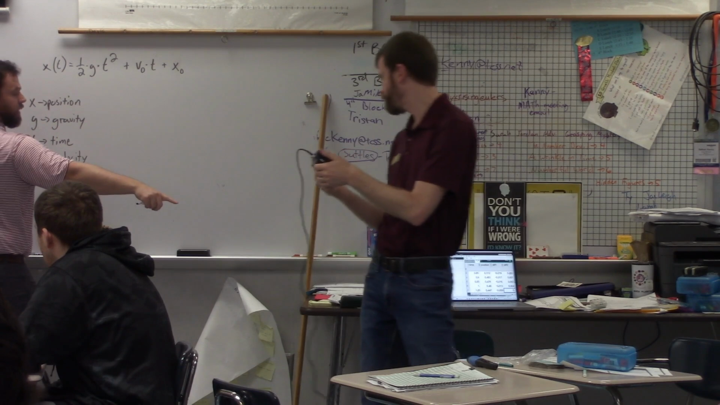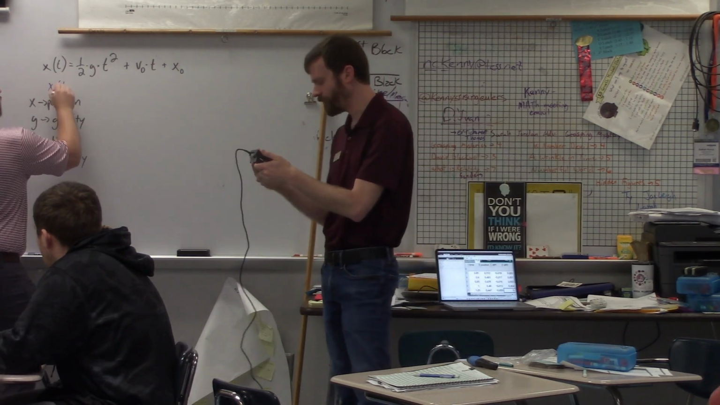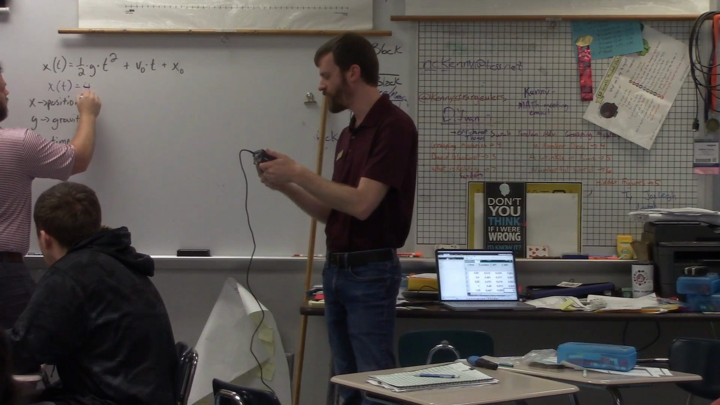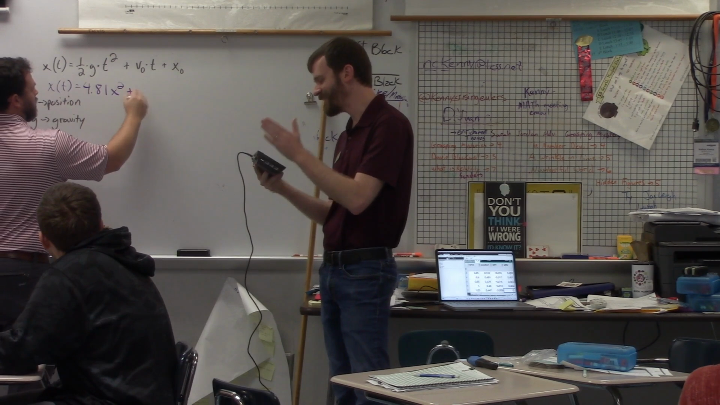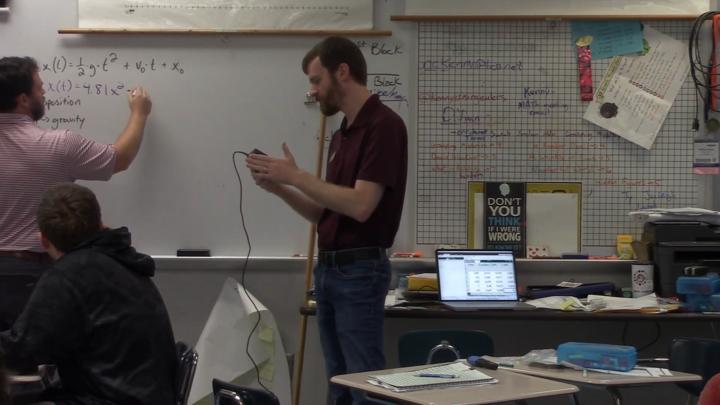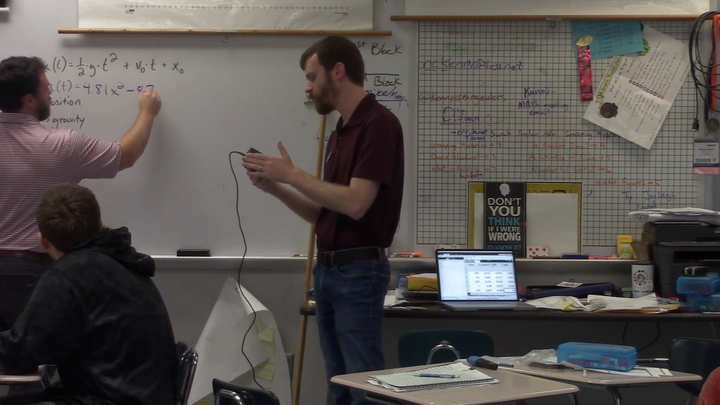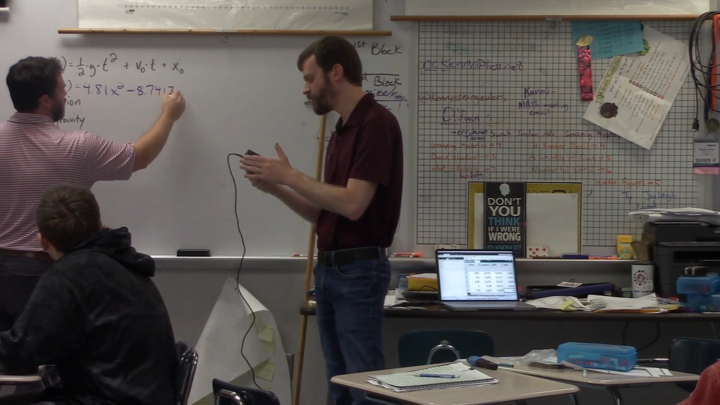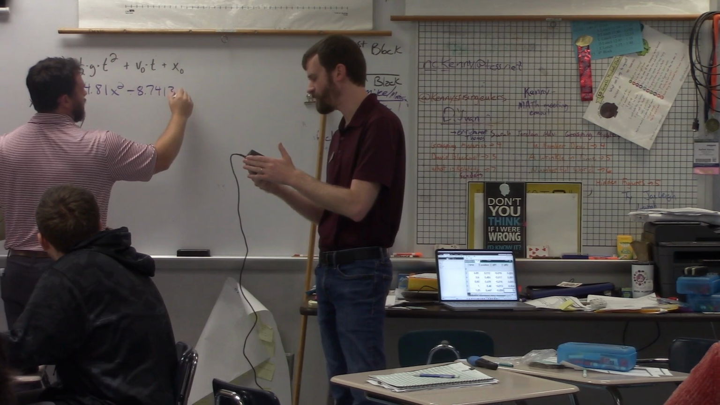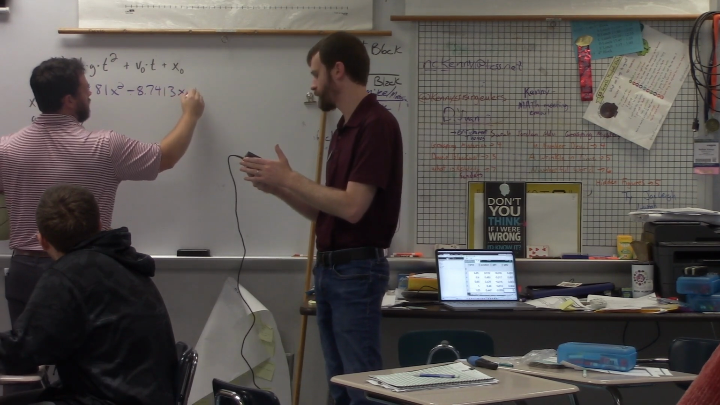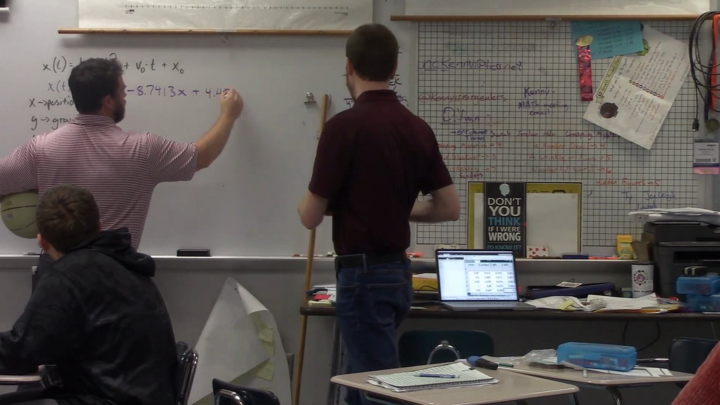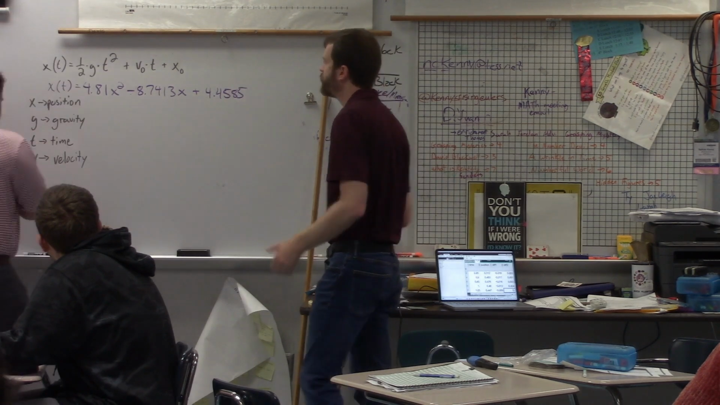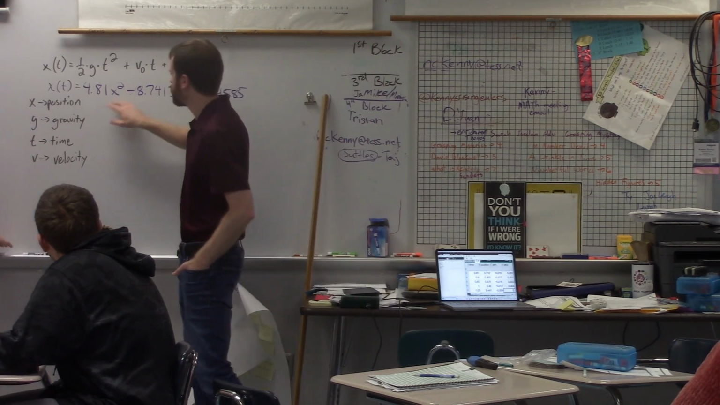I have x equals 4.8157 x squared minus 8.7413 x plus 4.4585. This is pure gravity right here.